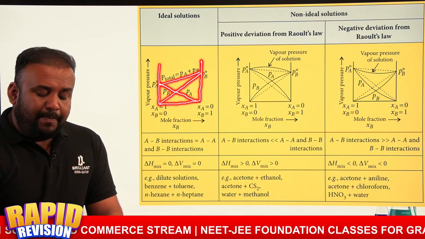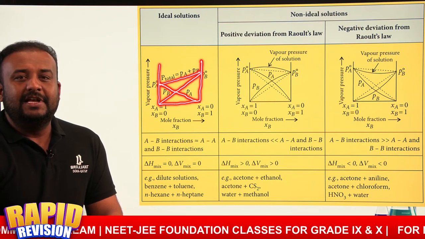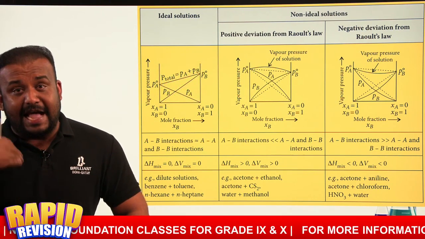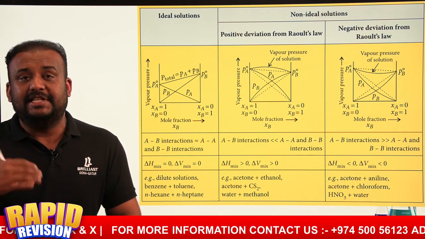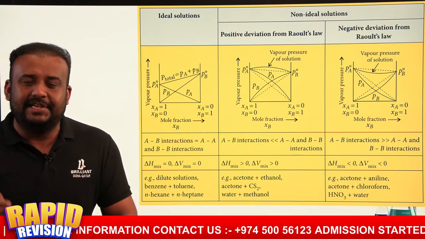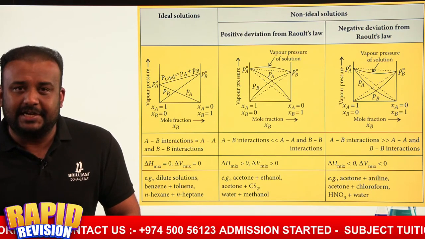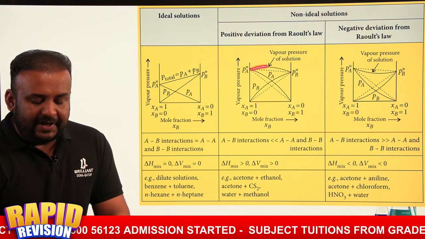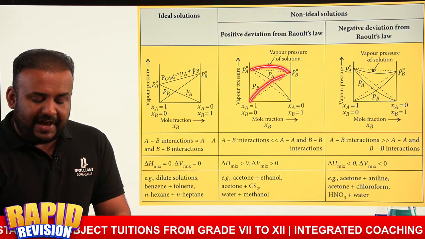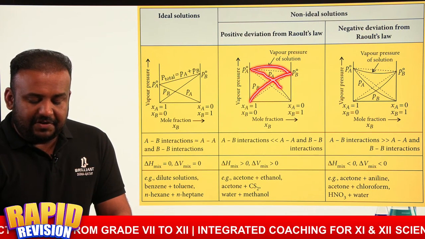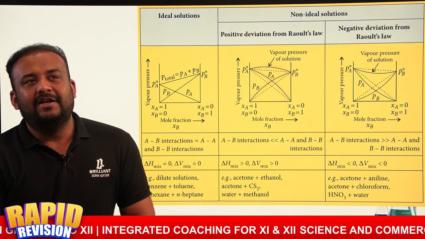Now, in a positive deviation, the pressures that we calculated will be more, or the pressures that we observe for those mixings will be more than what is expected. See here, look at the shape of the graph. The total pressure is more than what is predicted. The partial pressure of A is more than predicted. The partial pressure of B is more than predicted.